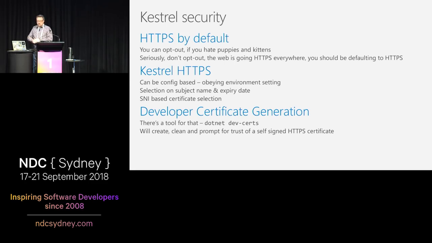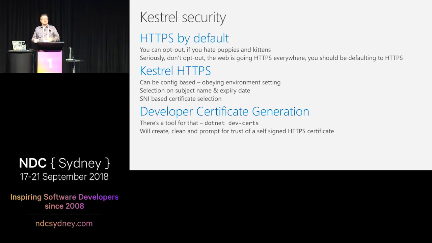So what we have done in 2.1 is we have turned on HTTPS by default. It is everywhere now. In all our templates, you will have HTTPS. We have a tool that will generate a developer cert for you and trust it on Windows. If you're on Linux, trusting it is your own problem because Linux doesn't really have a security story, which is a whole other presentation. But it's on by default. You can tick a box that says don't use HTTPS. If you do this, you are a horrible person.